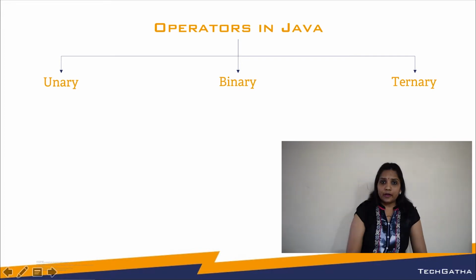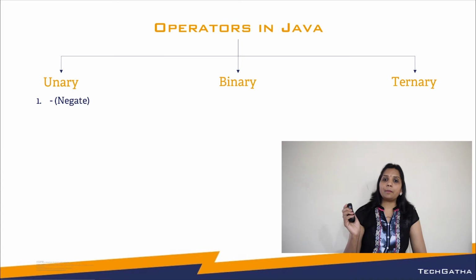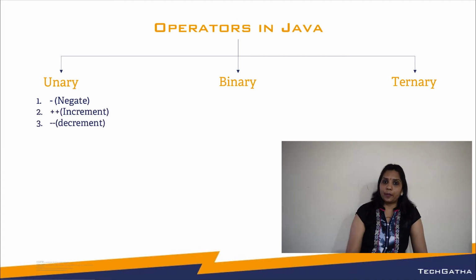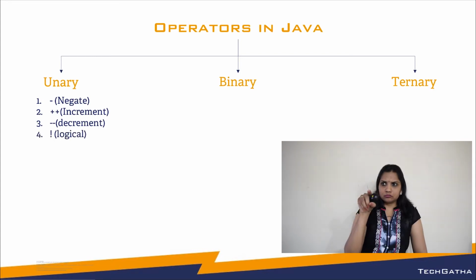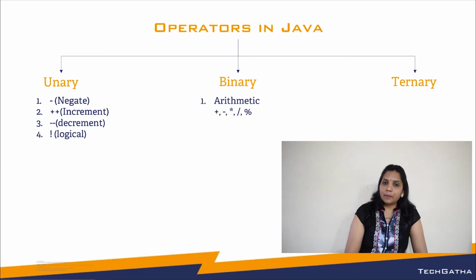Now the unary operators available in Java are the negate operator, then we have the plus plus, that is the increment operator, minus minus, the decrement operator, and the exclamation sign, that is the logical not operator. Binary operators, we have arithmetic operators: plus, minus, multiplication, division, and the percent sign is called modulus. More on it in an upcoming video.